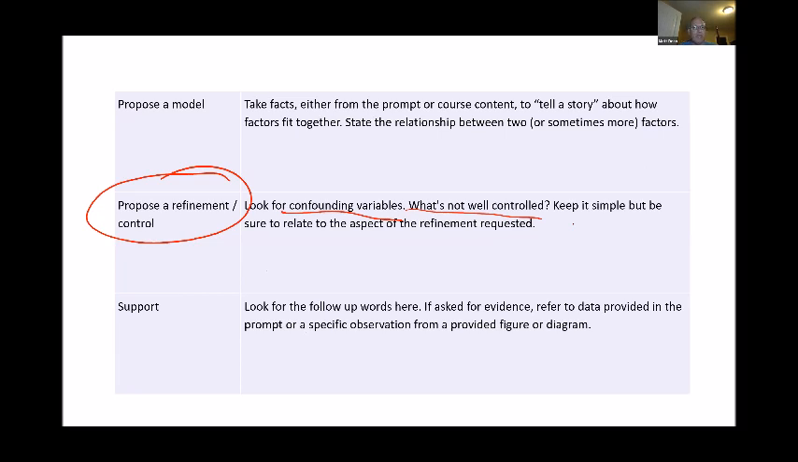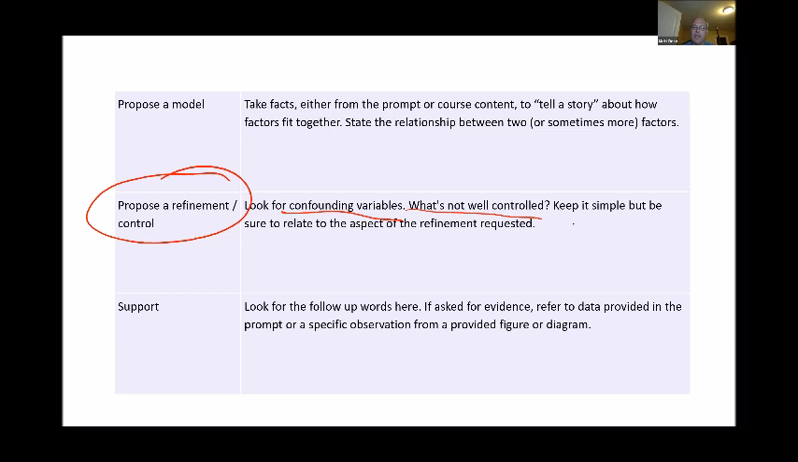So again, just a few command terms to pay attention to. Any questions on anything that I've talked about so far today? Anybody?